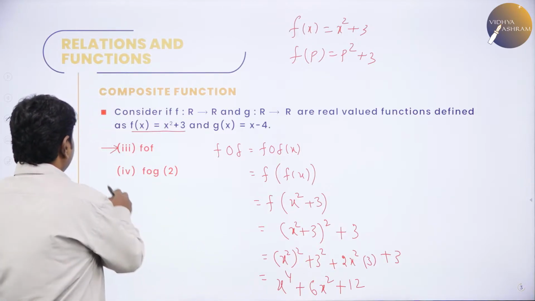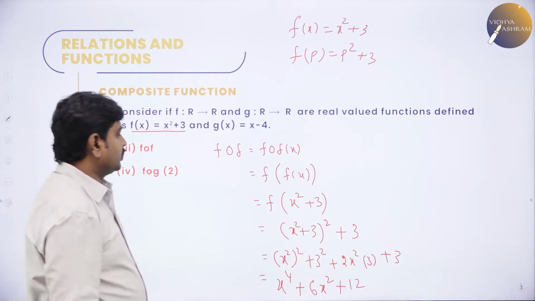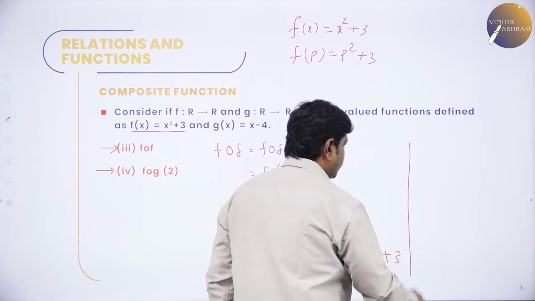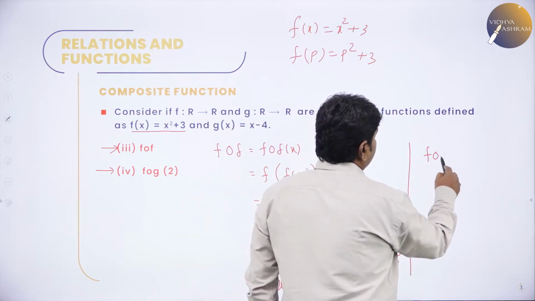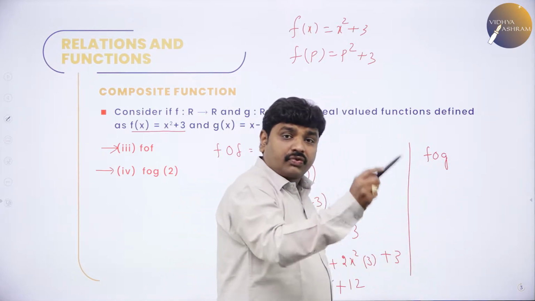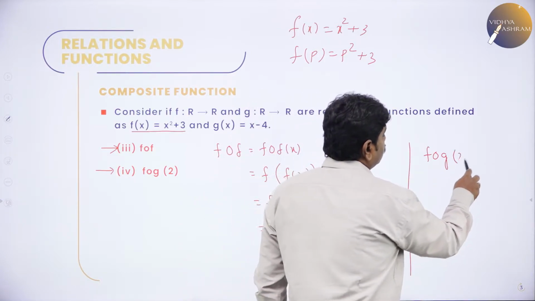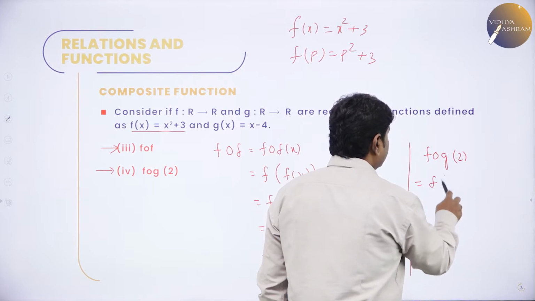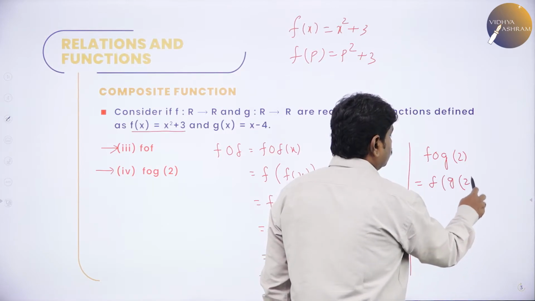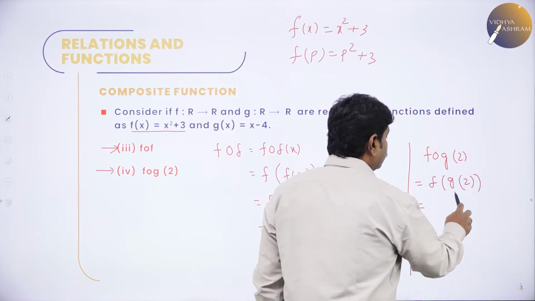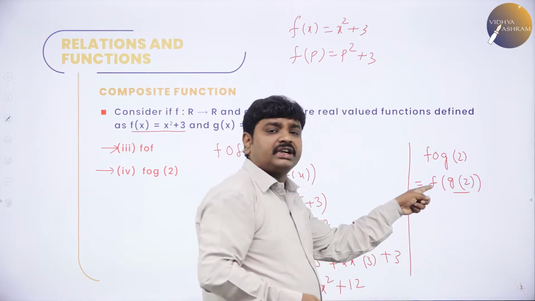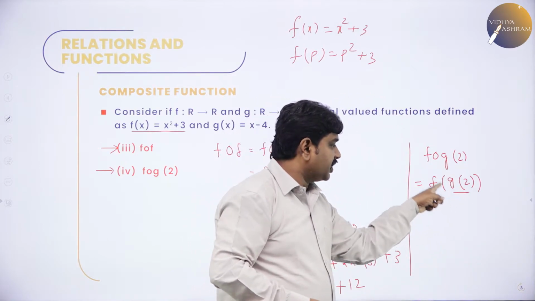So, later we need to find fog 2. Next, it is interesting, they want you to find fog 2. Earlier they just wanted fog x, but here they have given a number, they want fog 2. Fog 2 means what? F of g of 2. Now, always fill the internal function value first. Internally we have g of 2.